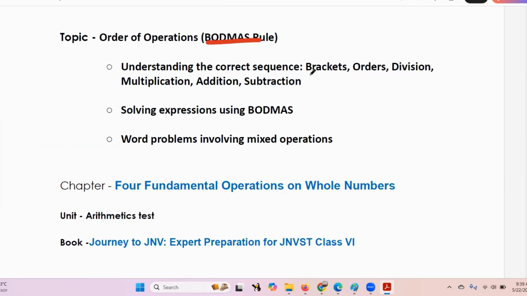Yes, we need to understand each and every word. If you understand the words clearly, then our concept will be clear. First, BODMAS: B is brackets. Then second, O means orders. Then divisions in the sequence. Then multiplication. Then addition, and then subtraction.